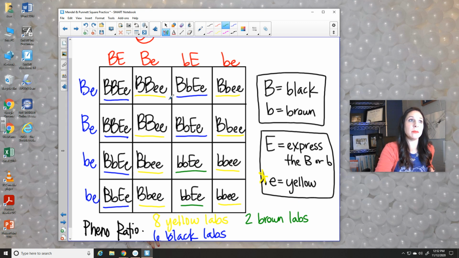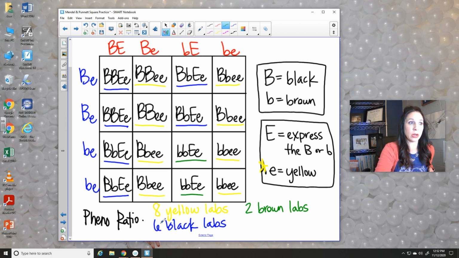Remember, we have 16 boxes, so our numbers need to add up to 16. 8 plus 6 plus 2 does add up to 16, so that means we haven't double counted or missed one. Okay, that's epistatic alleles, and I hope that was helpful.